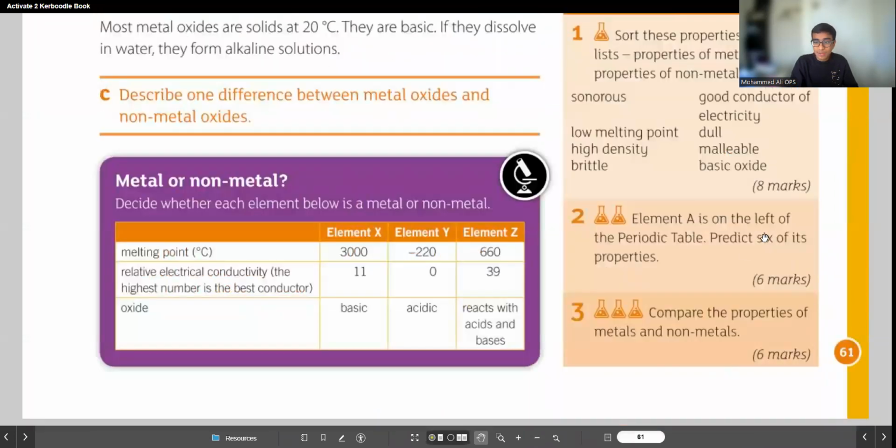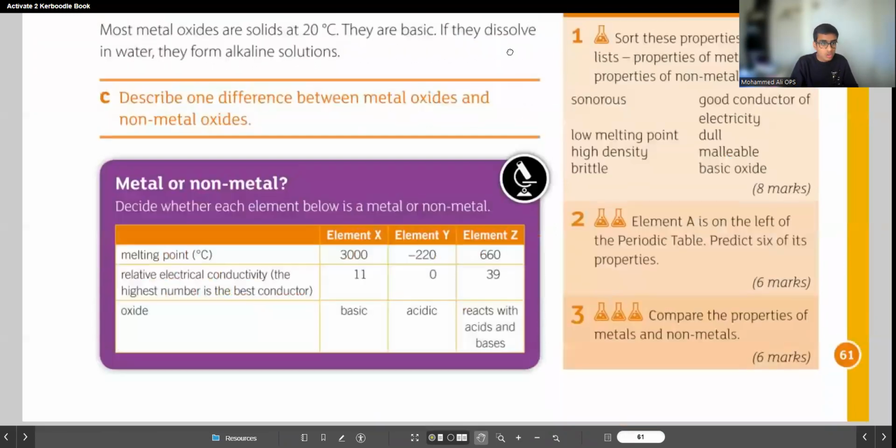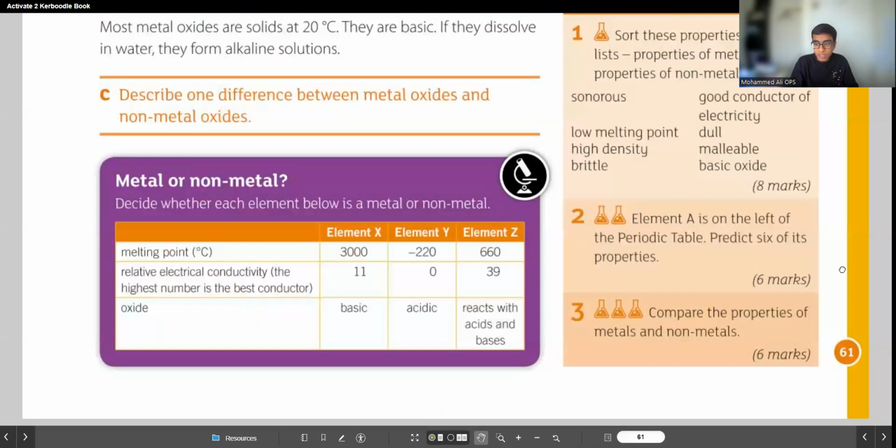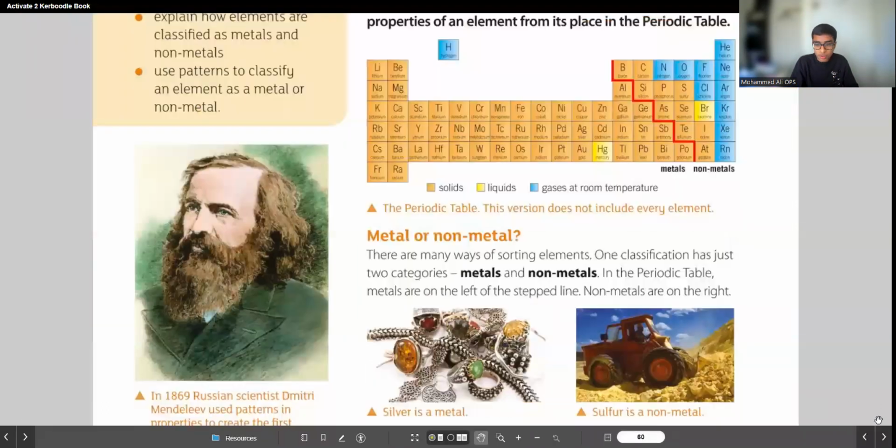For question 2, it says element A is on the left side of the periodic table, predict 6 of its properties. So you can see element A is on the left side of the periodic table and you have to predict 6 of its properties. I'm not sure if this is covered in this, but if you just read it one more time, you will know the answers to that.